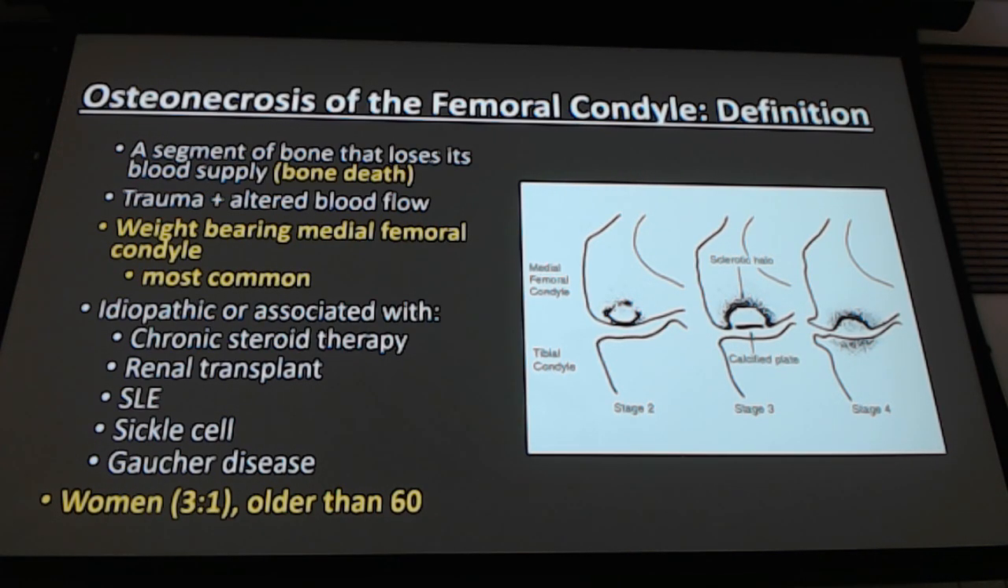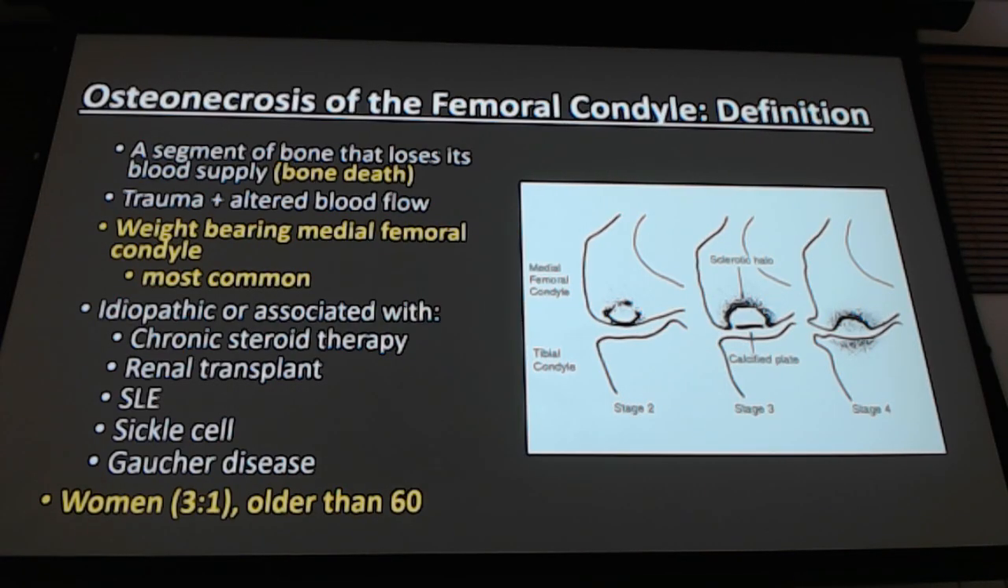But it basically means in a segment. See how it says segment? It doesn't say an entire articular surface. It says a segment, okay? It loses its blood supply. So osteonecrosis literally means bone death, okay? And that's why when you see radiographic changes, that's what you're seeing, especially if it's late, okay?